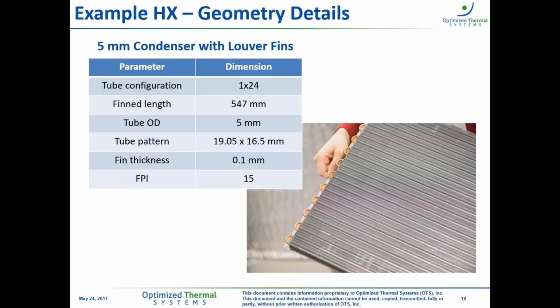They have 15 fins per inch, and they have a pretty standard tube pattern for 5mm. It's about 19mm vertical spacing. So with that, I'm going to jump into the CoilDesigner environment, and we can start to walk through the steps that would be necessary to model this particular 1x24 or 5mm condenser.